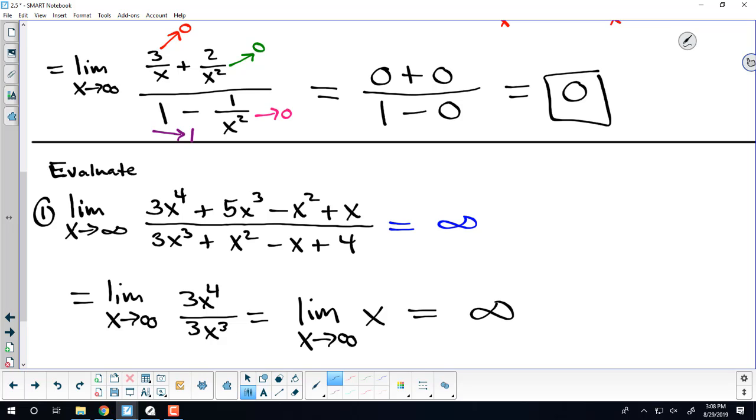Okay, so what does that mean? The function, 3x to the fourth, etc. What does that mean about that function? Yeah, the end behavior is up, right? In other words, it doesn't have a horizontal asymptote. Right, there is no horizontal asymptote here.